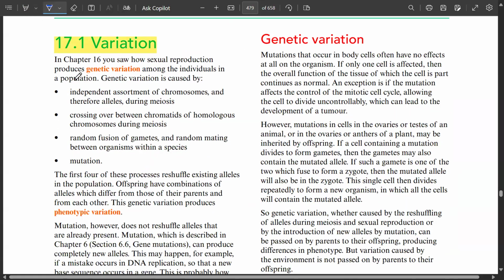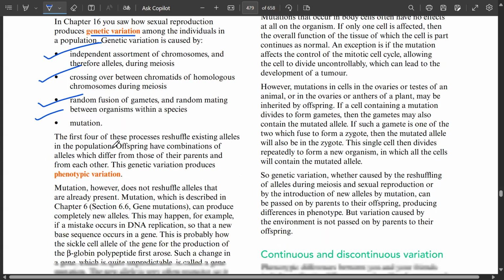Exactly. In chapter 16, you saw how sexual reproduction produces genetic variation among the individuals in a population, and it can be caused by the independent assortment of chromosomes, therefore alleles, during meiosis. It can also be caused by crossing over between chromatids of homologous chromosomes during meiosis or random fusion of gametes, because obviously out of all the million sperms, only one gets selected. Variation can also be caused by mutation. So independent assortment, crossing over, random fusion, and mutation are the causes of genetic variation.